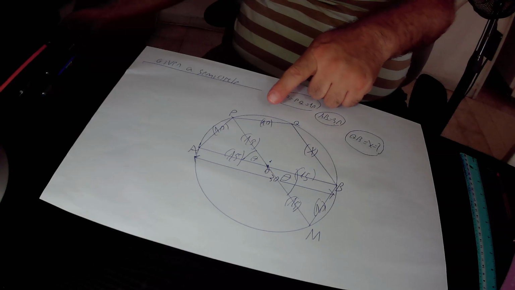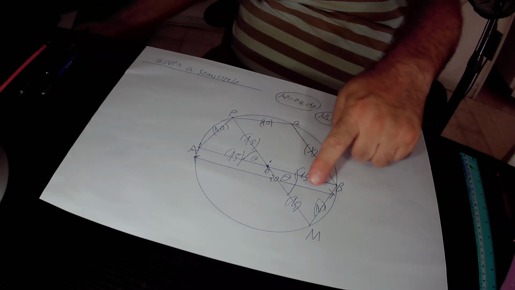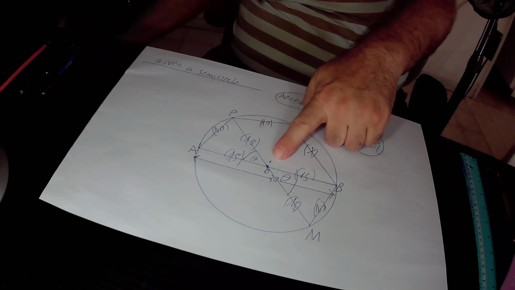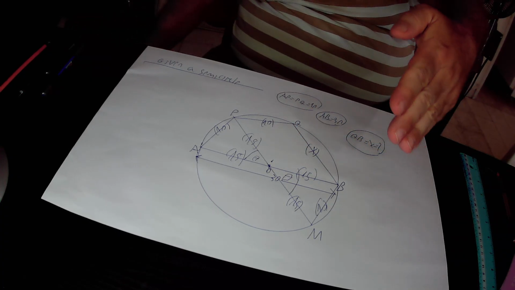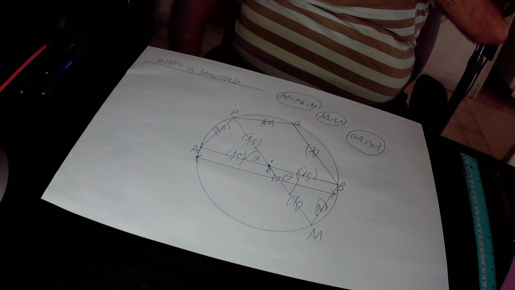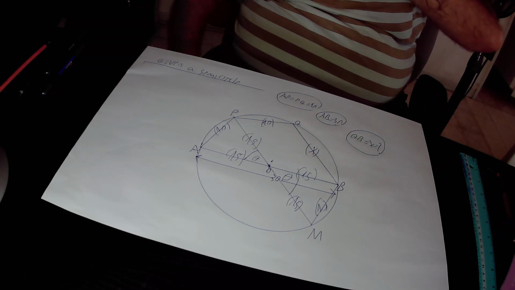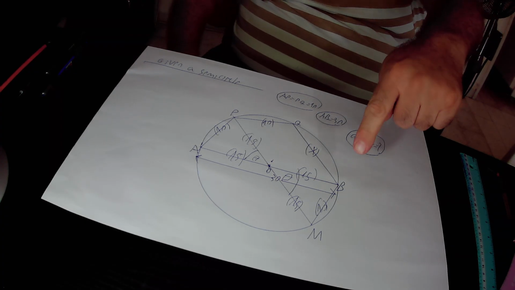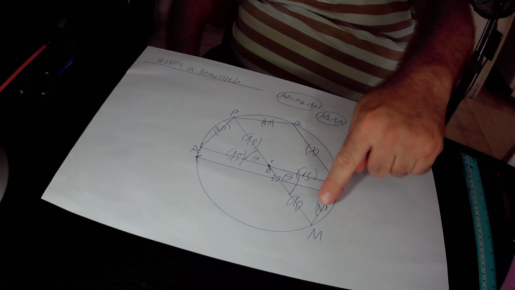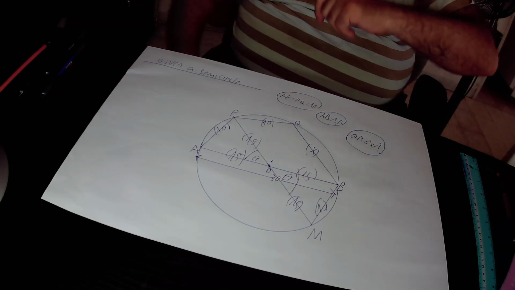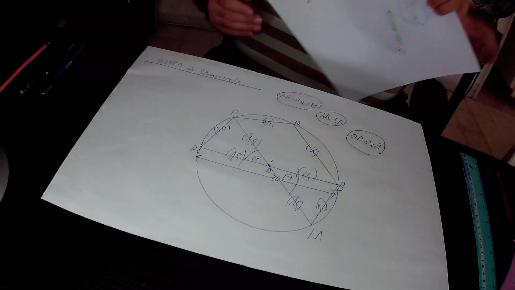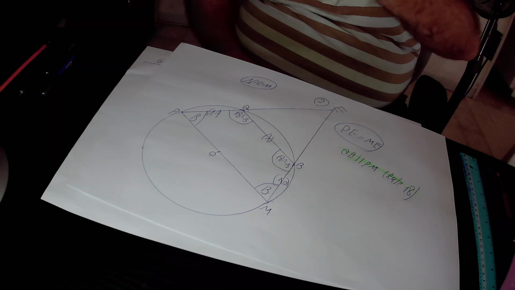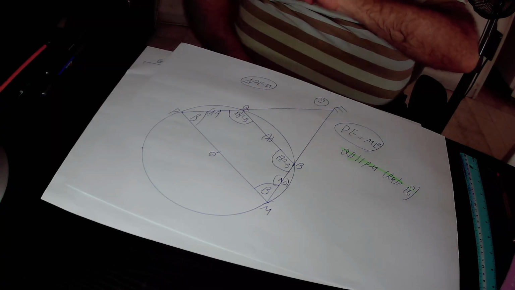We know that chord PM passes through point O, the center of this circle, and any chord that passes through the center of the circle must be the diameter. So PM is the diameter of this circle. In the next step, we copy this semicircle with the diameter PM and analyze it. This is the semicircle with the diameter PM from the original drawing. Point O is the center of this semicircle.